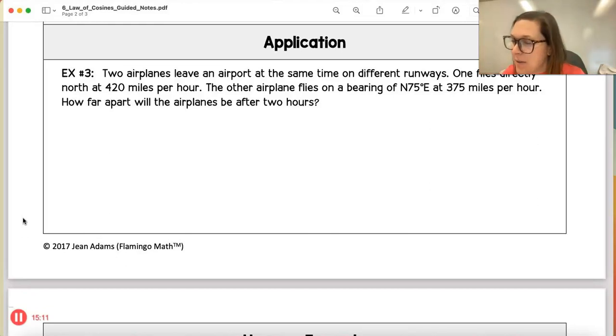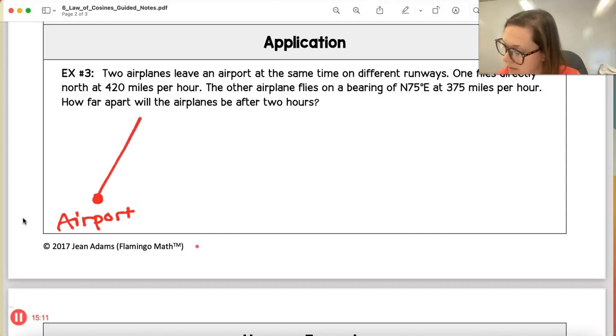All right, so what do we got happening? Here's my airport. Call this dot right here my airport. And then where are we going? So 2 airplanes leave an airport at the same time. One flies directly north at 420, and the other plane flies at 375. Okay. So we're going 2 hours.